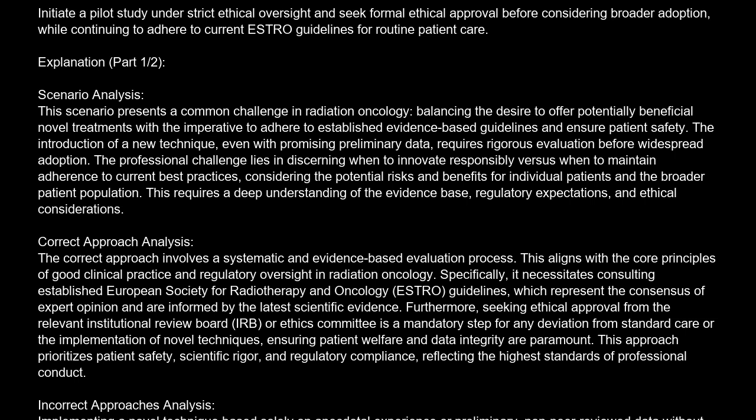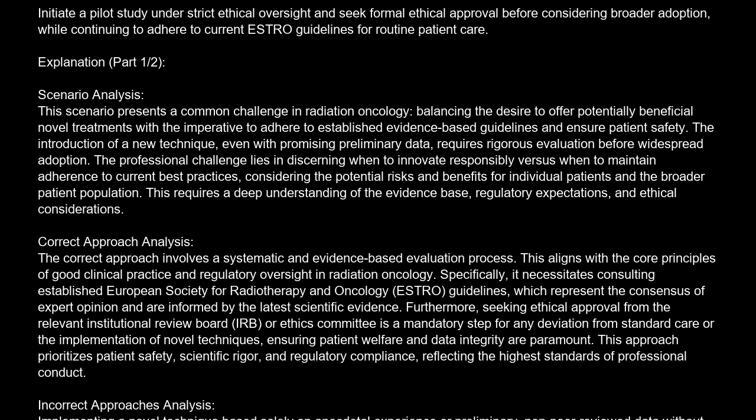treatments with the imperative to adhere to established evidence-based guidelines and ensure patient safety. The introduction of a new technique, even with promising preliminary data, requires rigorous evaluation before widespread adoption. The professional challenge lies in discerning when to innovate responsibly versus when to maintain adherence to current best practices, considering the potential risks and benefits for individual patients and the broader patient population. This requires a deep understanding of the evidence base, regulatory expectations, and ethical considerations.